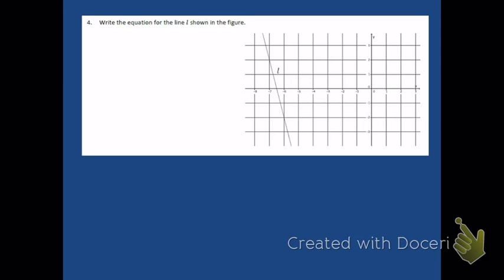Okay, let's look at exercise 4. This one is just the same as the others, so I'm not going to go through an explanation of this one. Just the result you should have gotten is y is equal to negative 4x minus 26.